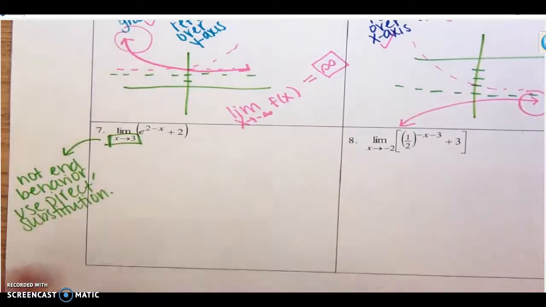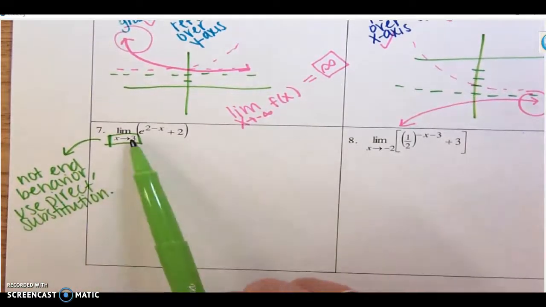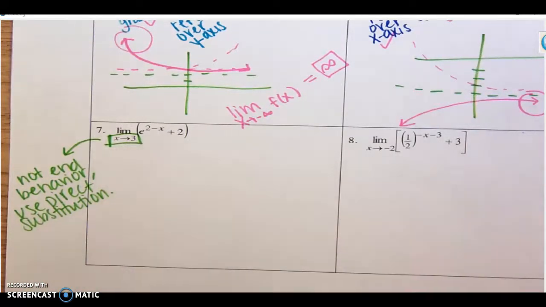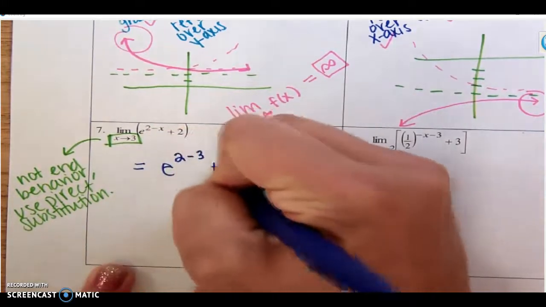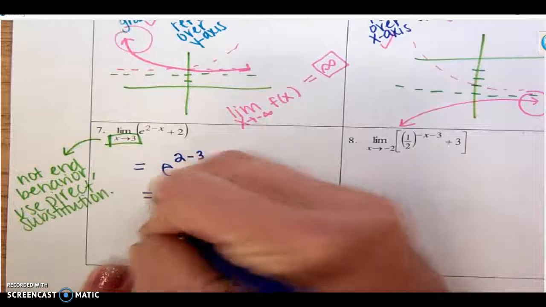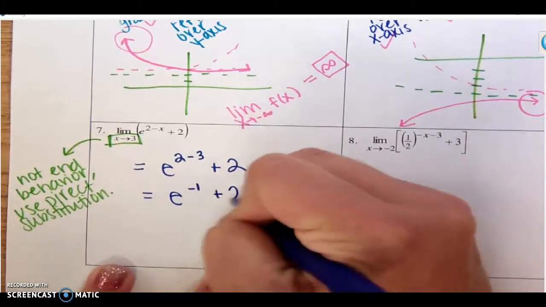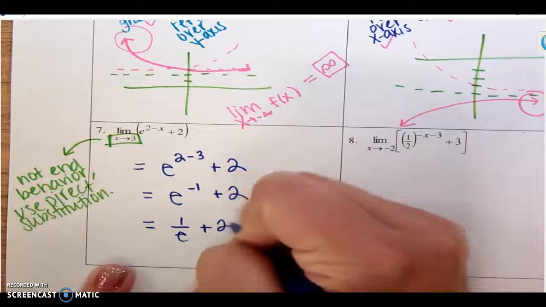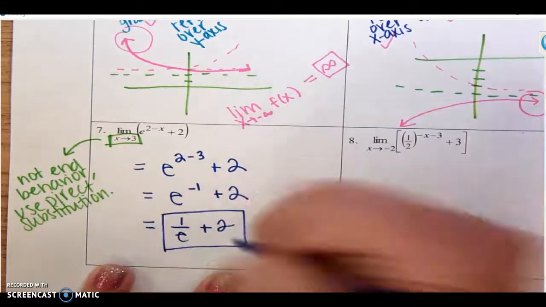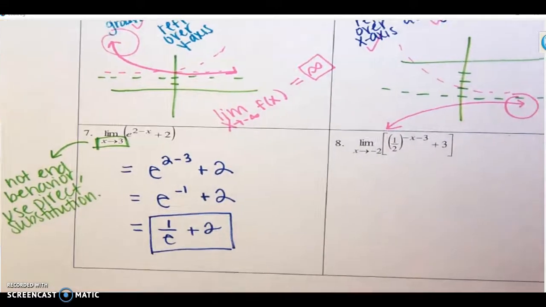So when you see an exponential, just make sure you pay attention to if it's asking about infinity or negative infinity, or if it's a number. So direct substitution, we're going to plug it in at 3. So we're going to end up with e to the -1 plus 2, or we could write that 1 over e plus 2. Remember, e is a number, so you just leave it in there.